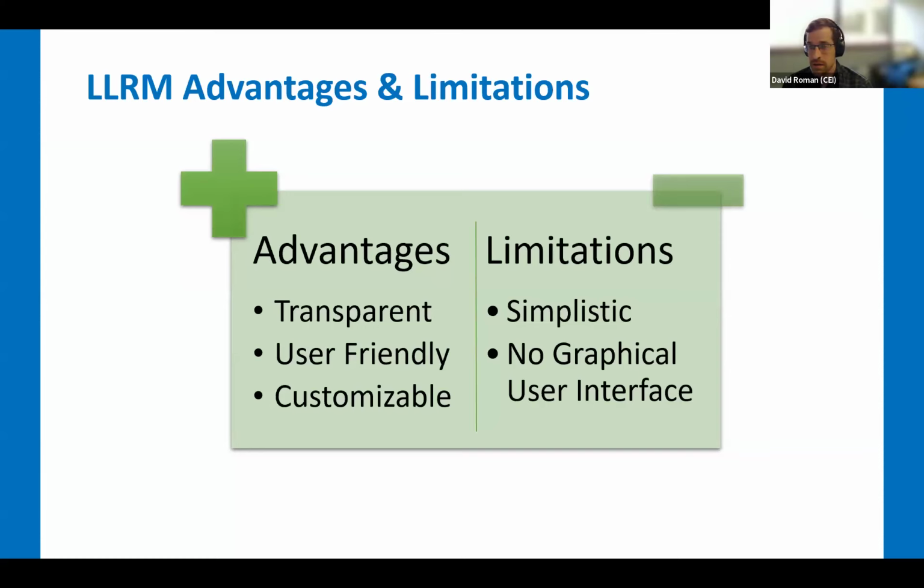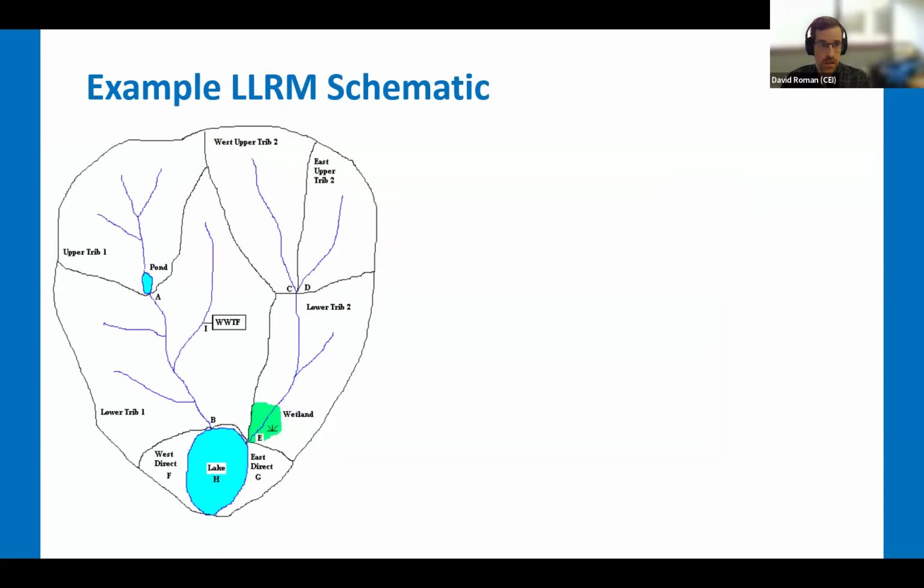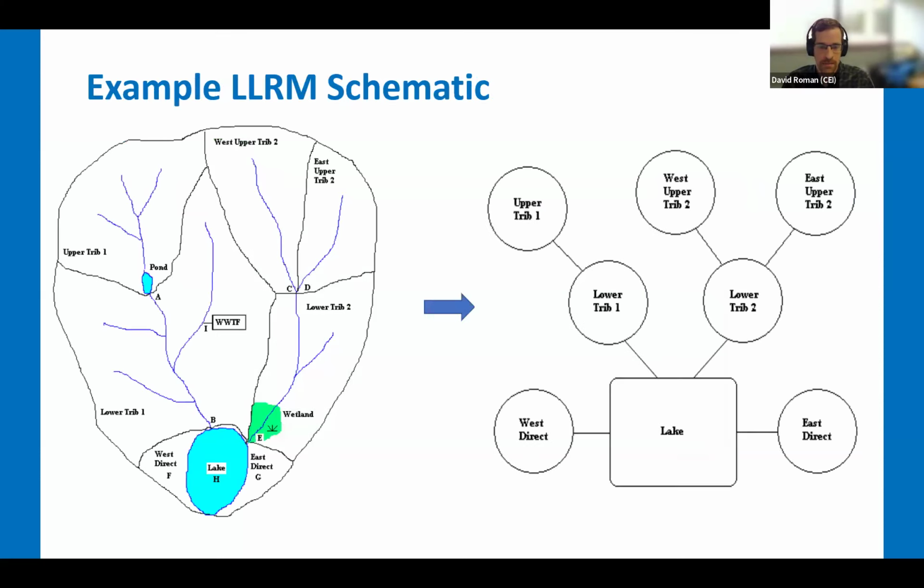And it is a fairly simple model, so we're not doing any dynamic routing or anything like that. So it's going to give you a static answer over whatever analysis range you're looking at. So we just went over this already, but this is just an example schematic of how you would turn a watershed into a model.